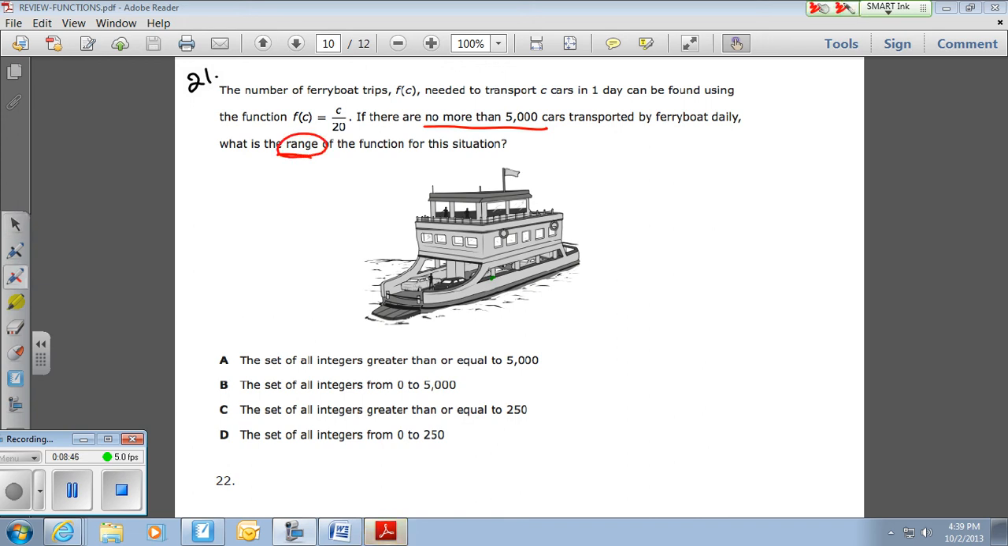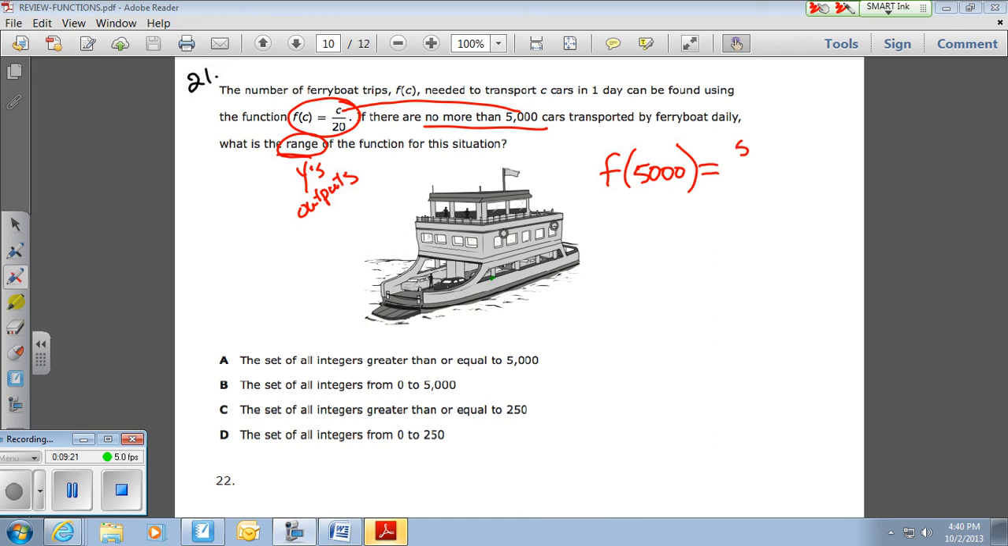So I'm looking for the range of the function. What's the range? It's all my y's, it's all my outputs. So I'm looking for the range using this function. So I know that c right here is not going to be more than 5,000. So I know that's going to be my upper limit of my range. So let's plug in f of 5,000. That's it at the most. That's the most number of cars that can be transported. So let's figure what that is.